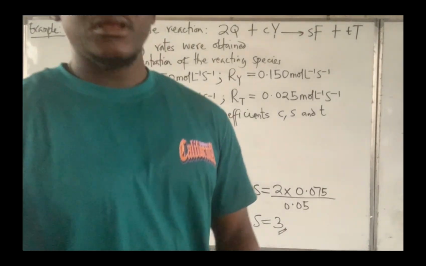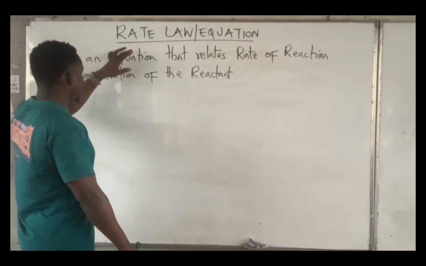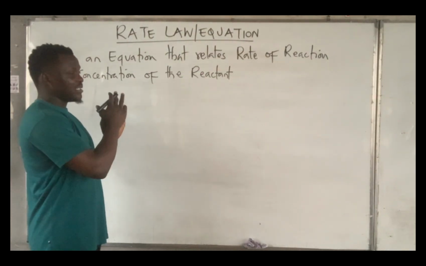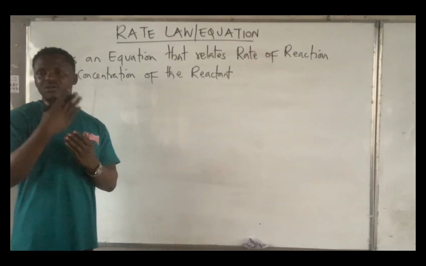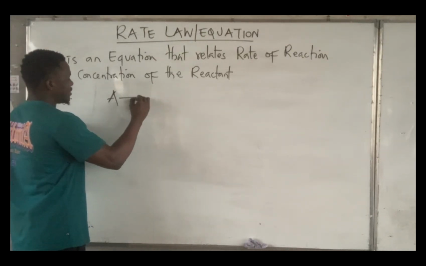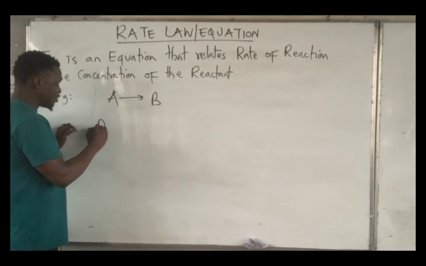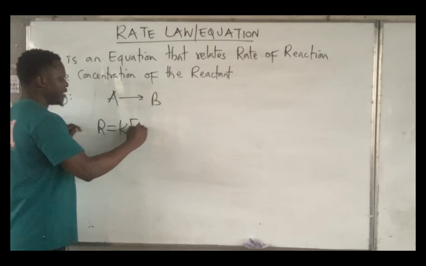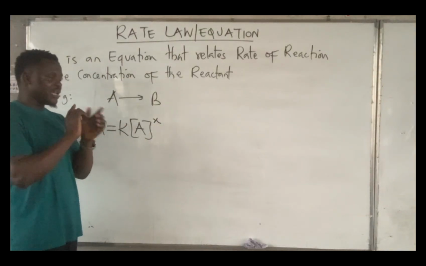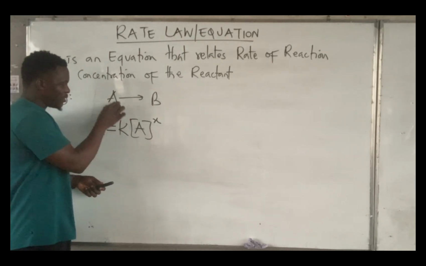So let's look at rate law. Rate law is also known as the rate equation. Like I said, it's an equation that relates the rate of the chemical reaction to the concentration of the reactant. It tells us how much the rate will increase if we increase the concentration. Let's assume I have an equation with only one reactant. The rate law for this is R equals K, A raised to the power of X. This X is what we refer to as the order of reaction. This X is not the stoichiometric coefficient. We wrote only A because this has just one reactant.